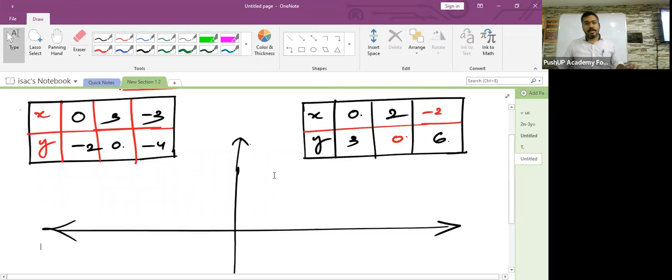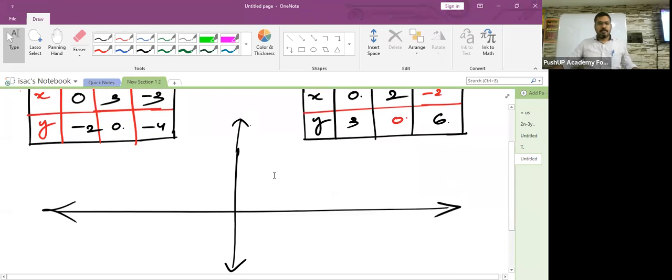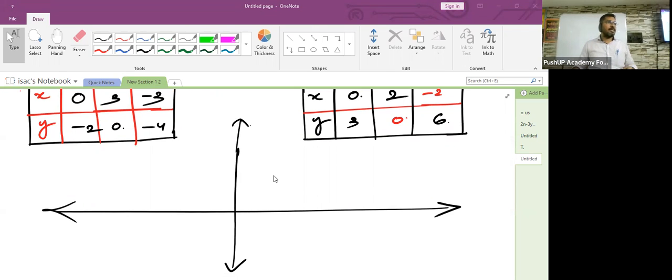Okay. Very good. So they're intersecting each other. Yes, sir. All right, but are they intersecting at a 90-degree angle? That is my question. No, sir. They are not intersecting each other at 90 degrees.